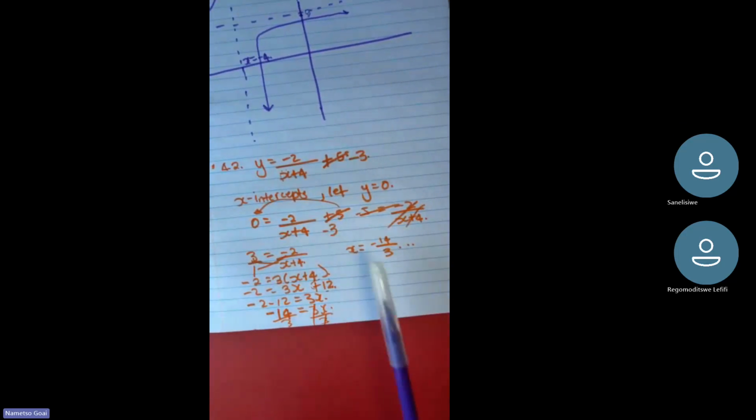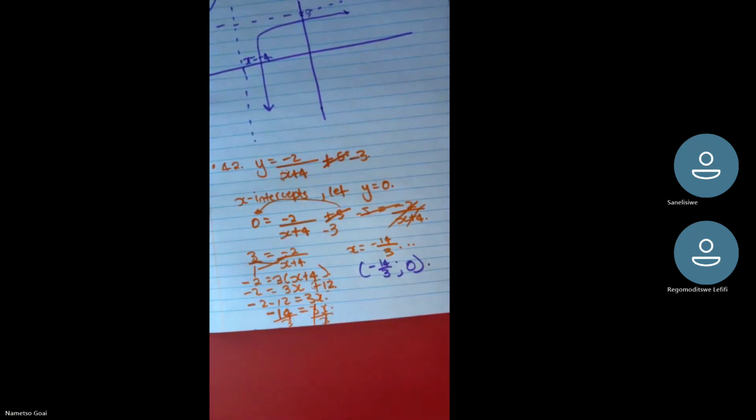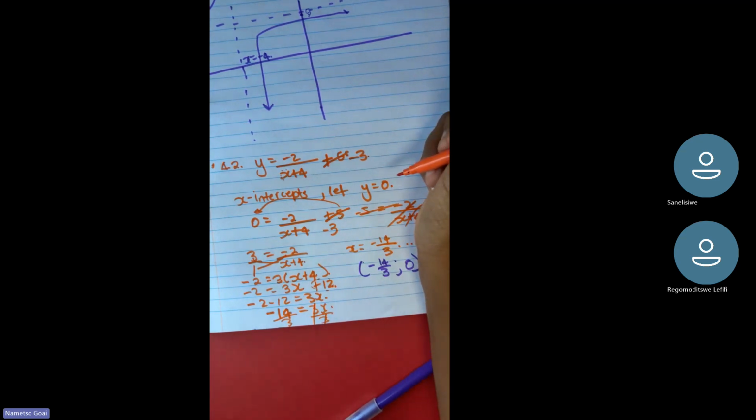So this is our x-intercept. That's what they wanted in the question. We know that the x-intercept is negative 14 divided by 3 and 0. So this is your x-intercept. We're done with question 4.2. Okay, for interest's sake, let's just also do the y-intercept.